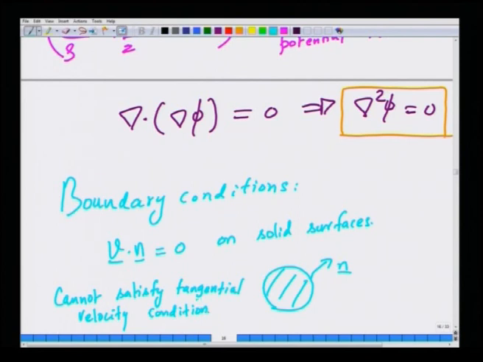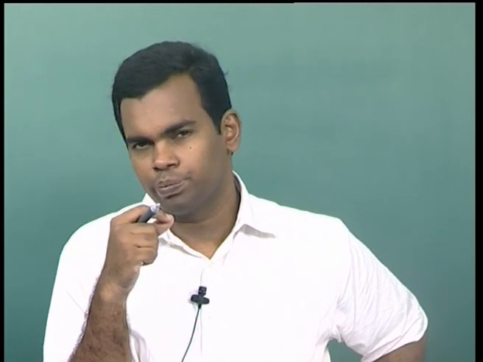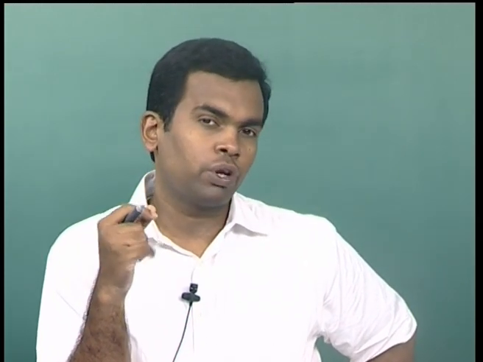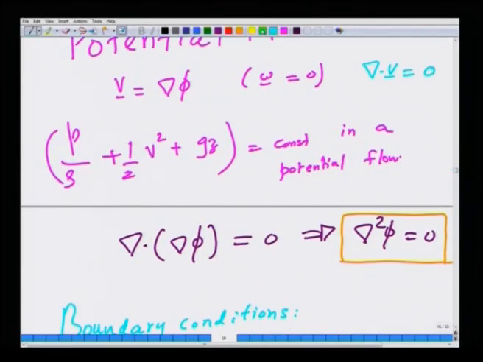So, we can get the velocity field for a potential flow, incompressible potential flow, by just solving the Laplace equation for the potential and using the boundary condition that V dot n is 0. But then we are left with one more equation, that is the Bernoulli equation. Here we still have this equation, that P by rho plus half V square plus g z is constant.